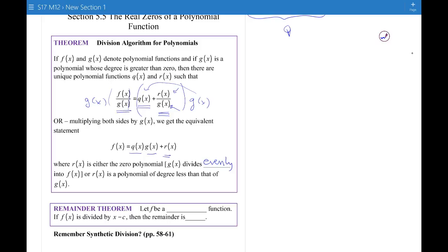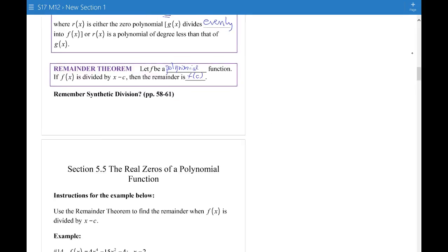This is pretty cool. If f is a polynomial function, so this only works for polynomial functions, if f of x is divided by x minus c, then the remainder is f of c. There's a little proof of this, but Math 12 students don't usually want to see the proofs, but it is in your book. I can show it to you if you come to my office and you'd like to see it. So remember synthetic division, and if you don't, jump back to pages 58 to 61 to remind yourself.